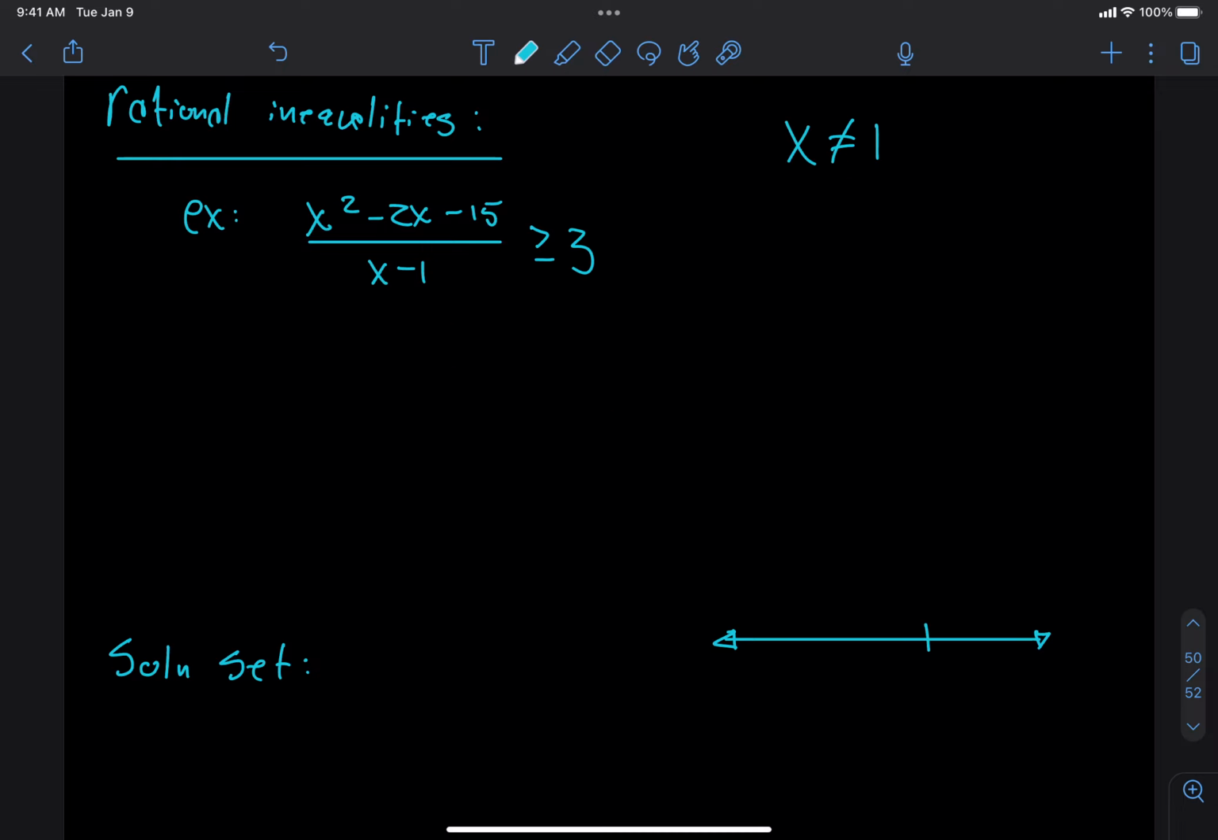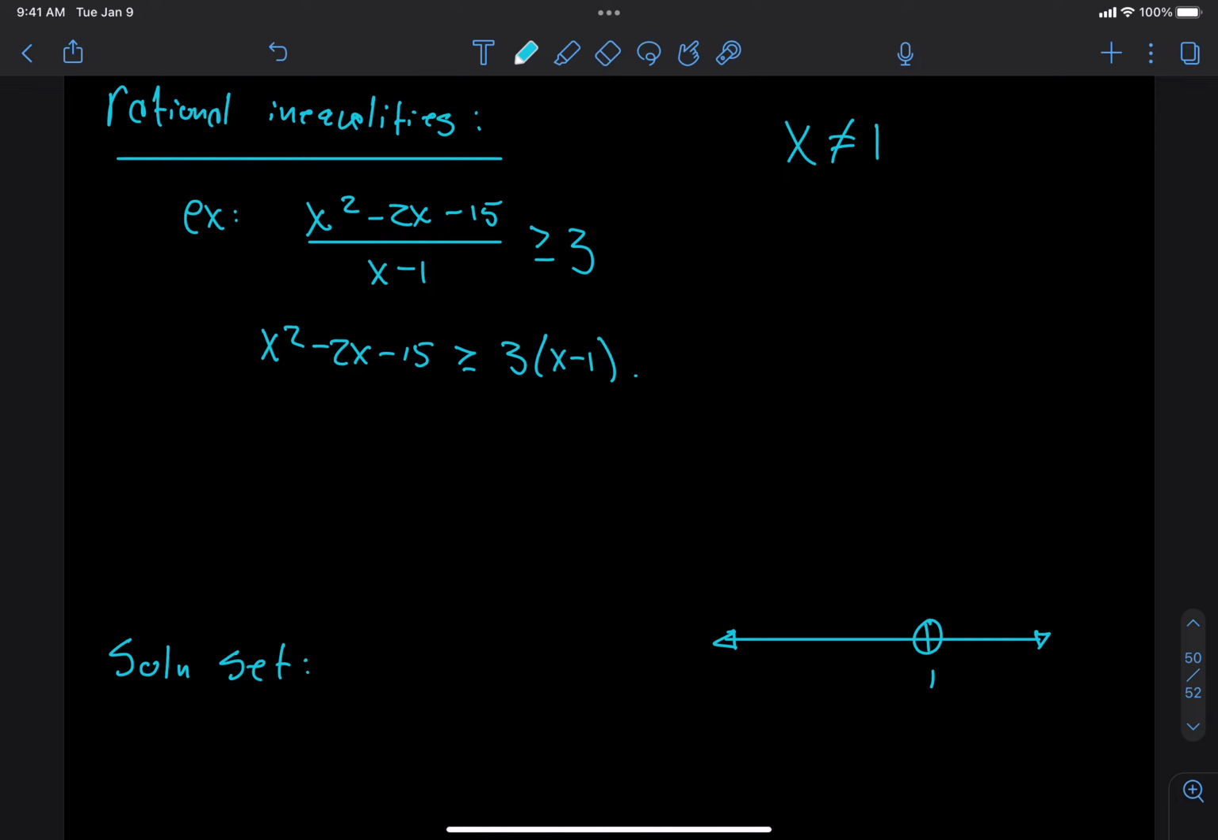So I'm going to put 1 on here, and the very first thing I'm going to do is put an open circle at 1, because I'm not going to include that in my solution set. Then from there, now that I've dealt with that, I'm going to go ahead and solve this by multiplying both sides by that denominator. Get rid of it. Is larger than or equal to 3 times x minus 1.